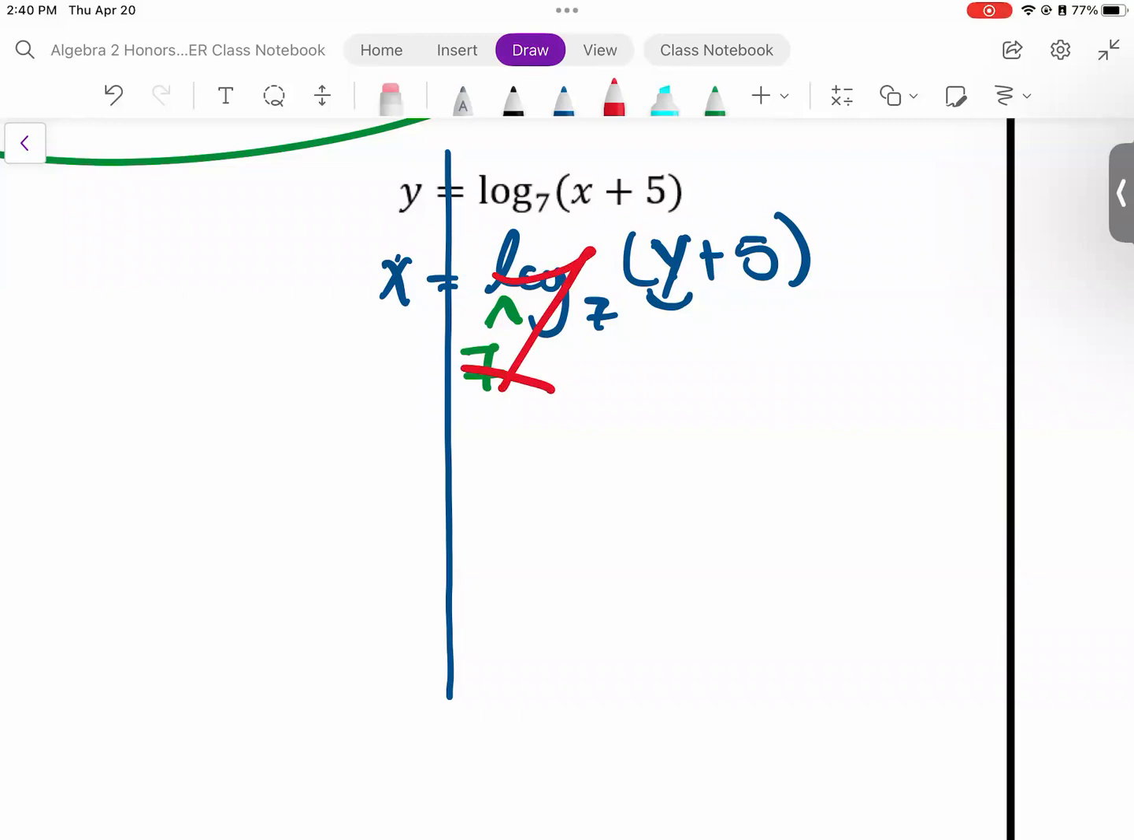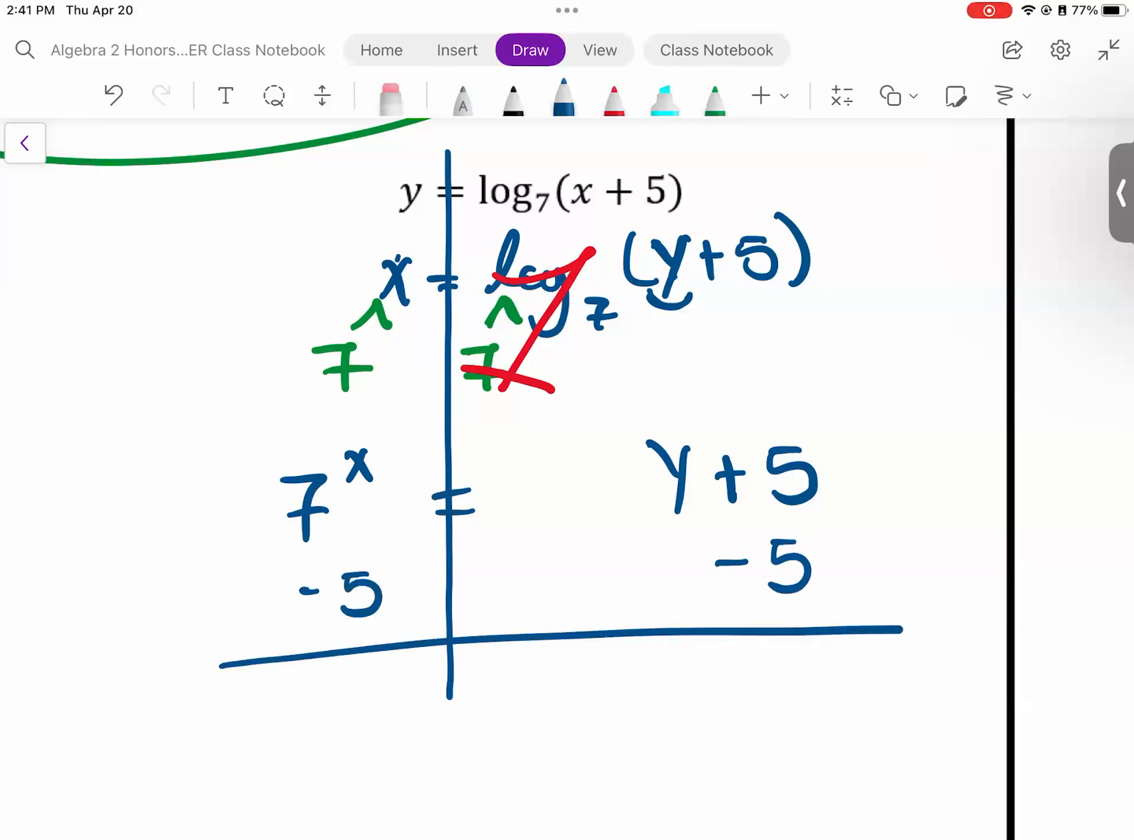Now remember, whatever you do to one side, you also got to do it to the other. So I also got to raise this to the base 7. Okay, so let's see what's left over. Well, that becomes a 1, which means I'm left with y plus 5, since the log is gone. And I'm left with 7 to the power of x on the other side. And now, all I got to do is get y by itself. So I'm going to minus 5. I'm going to minus 5.